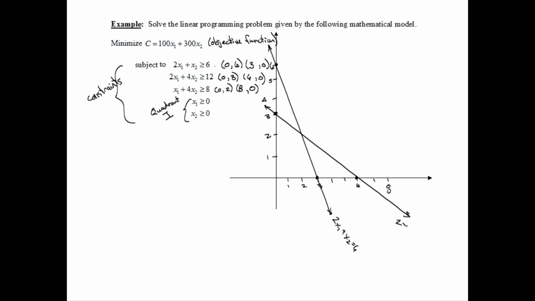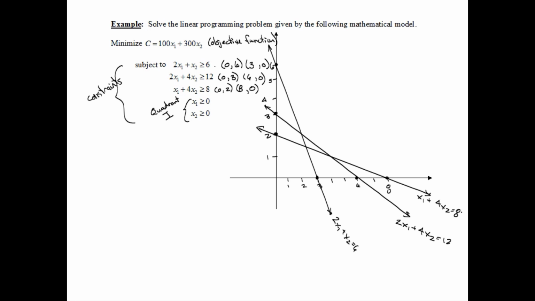So this gives me my 2x1 plus 4x2 equals 12. And then last we have 0, 2, and 8, 0. So here I have x1 plus 4x2 equals 8.